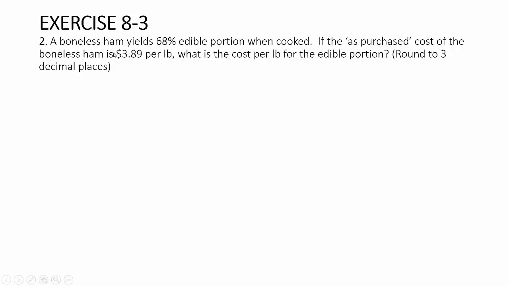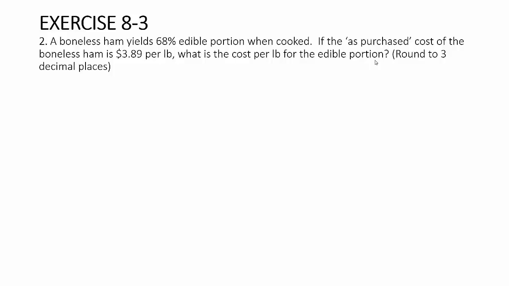Question 2 tells us that a boneless ham yields 68% edible portion when cooked. This basically means that when we cooked a ham, we had 68% of it left of what we originally started off with. So if the as-purchased cost of the boneless ham is $3.89 a pound, what is the cost per pound for the edible portion? In other words, we're looking for the edible portion unit cost.